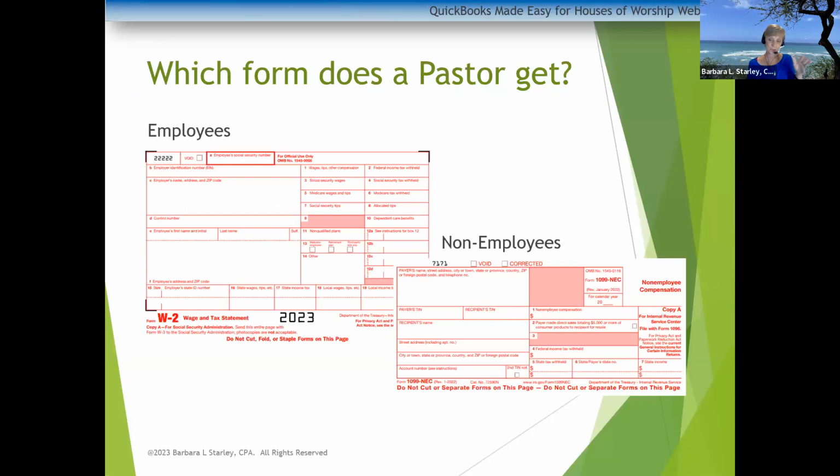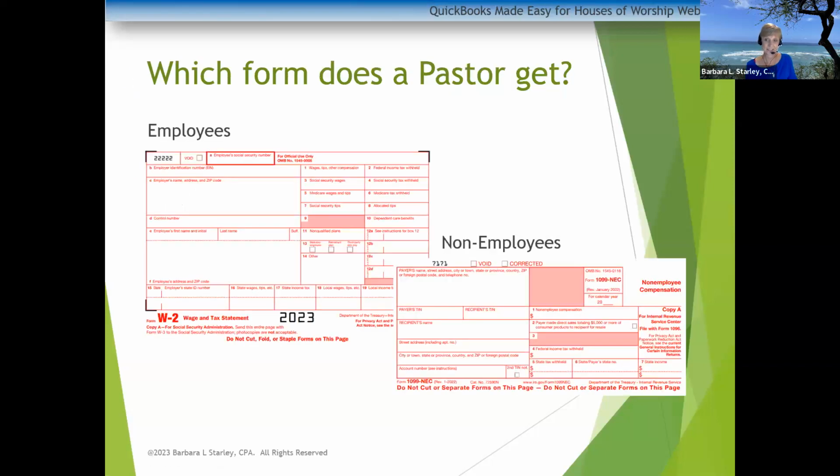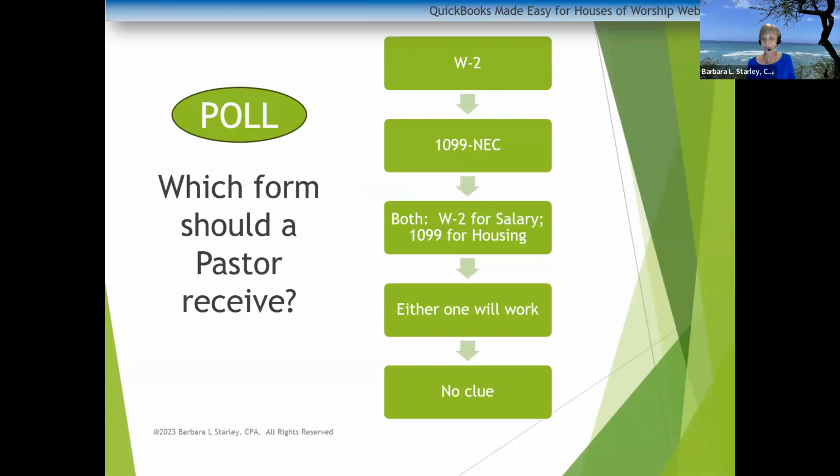So here's a question for you. We're going to do a little poll here. We talked earlier that employees get a W-2 and non-employees should get a 1099. And then we just confused you because we said a pastor is considered an employee for income tax purposes, but self-employed for Social Security and Medicare tax purposes. So the question on the poll is, which form should the pastor receive? Should they receive a W-2? Should they receive a 1099 NEC? Should they receive both? Maybe either one will work. It doesn't really matter. Or you have no clue. Have I completely confused you already?